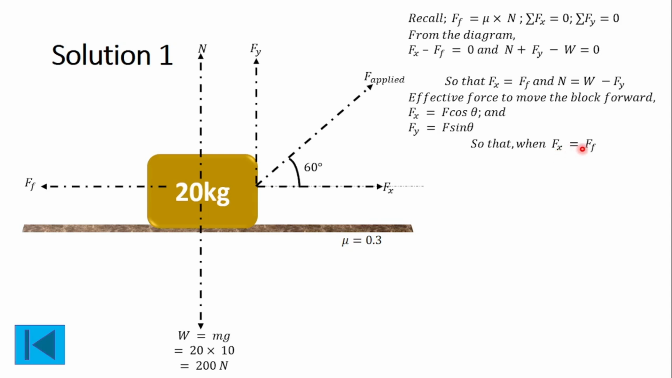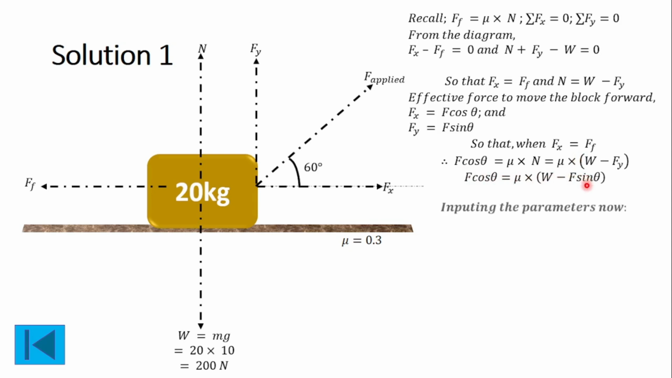When F sub X equals F sub F, then we can impute the parameters. F sub X is F cos theta, which equals F sub F, which is mu N, where N is W minus F sub Y. So we have F cos theta equals mu times W minus F sin theta. Now let's put in the parameters. We have F cos 60 degrees, with theta equal to 60 degrees, equals mu, 0.3, times W, which is 200 newtons, minus F sin 60.